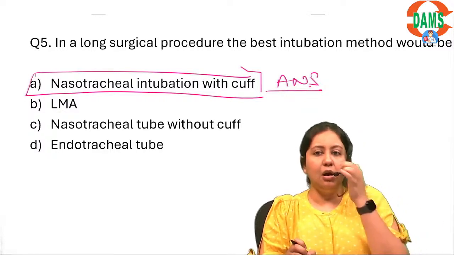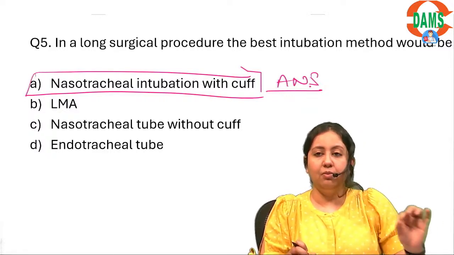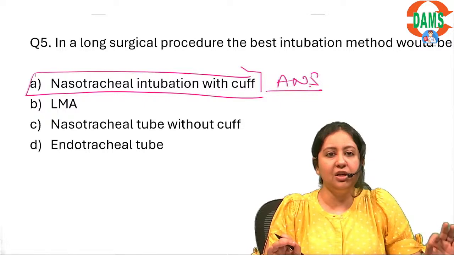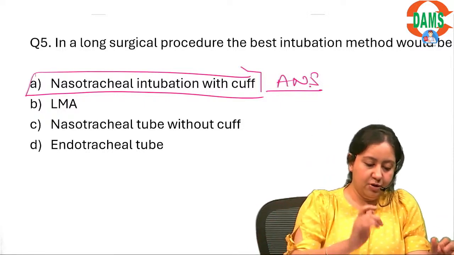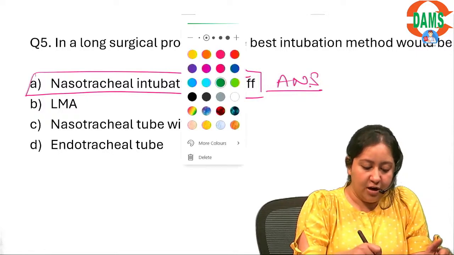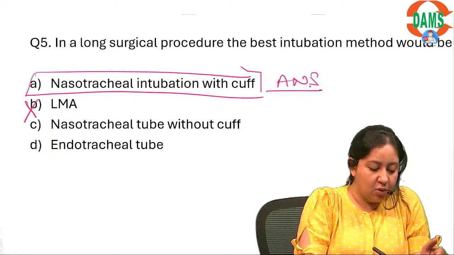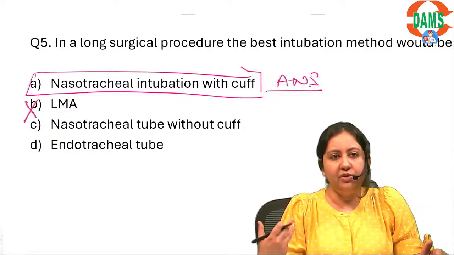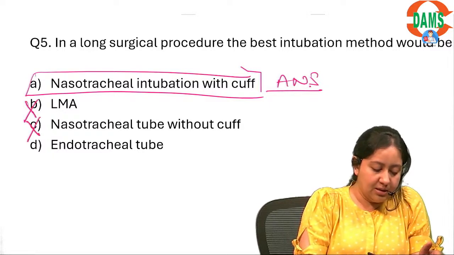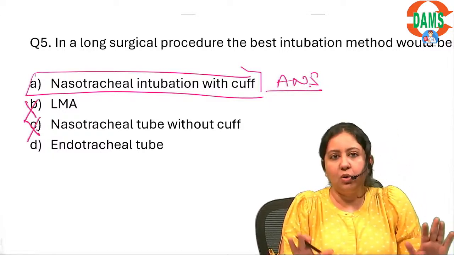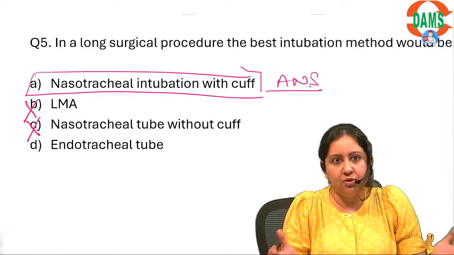Mostly in maxillofacial surgeries, 99% of the times we are doing a nasotracheal intubation. So here I want to tell you, LMA is not an option. Laryngeal mask airway is for very short surgical procedures. And like we discussed, nasotracheal tube without cuff is also not an option in long surgical procedures.